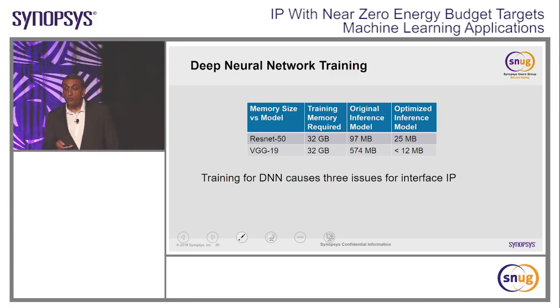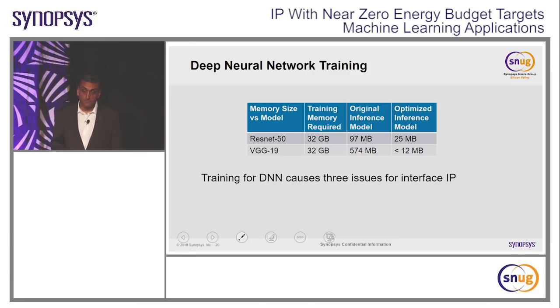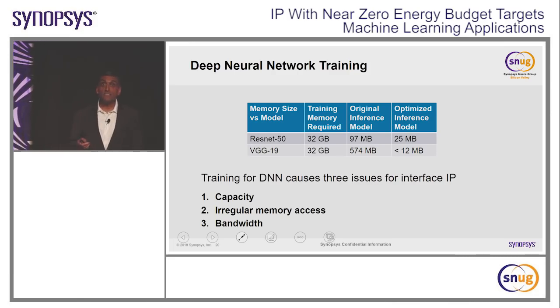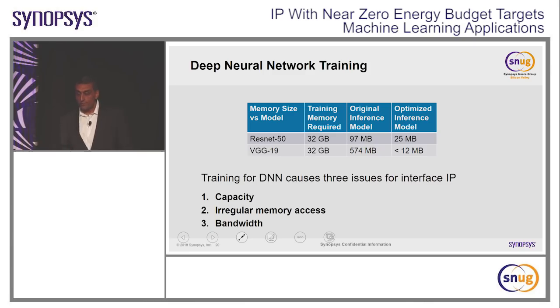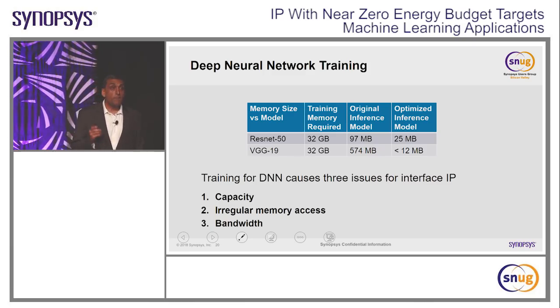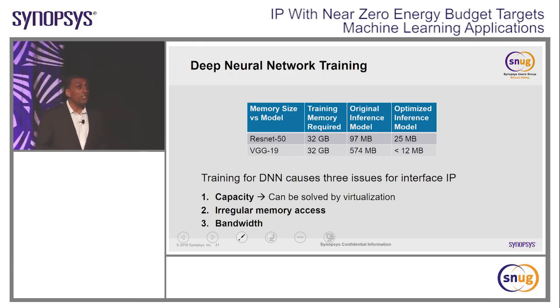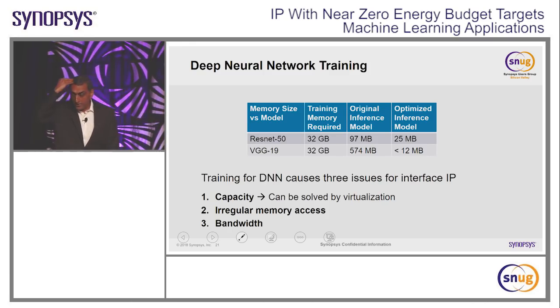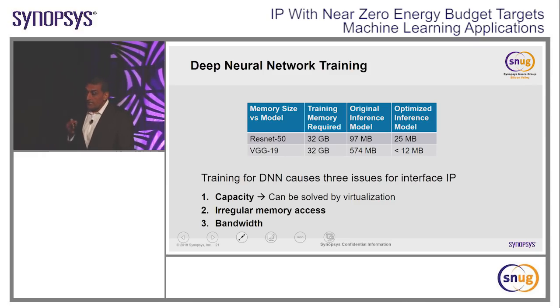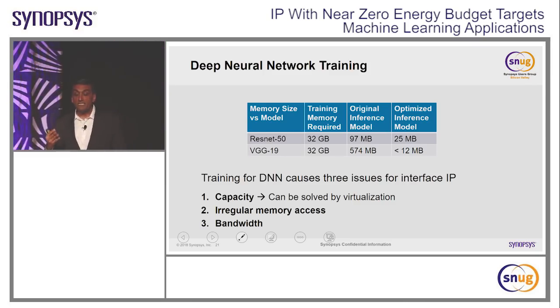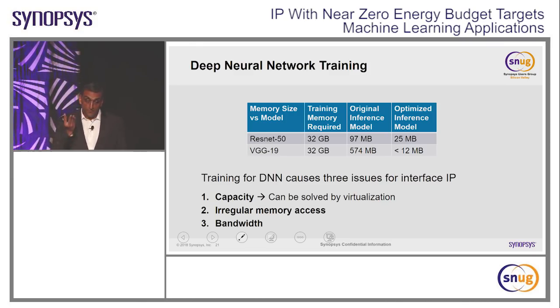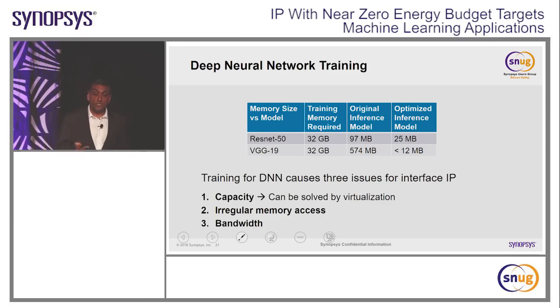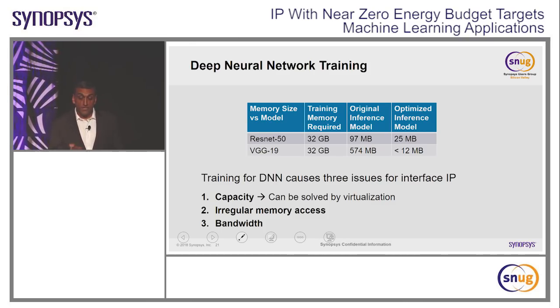So deep neural network training causes three issues for interface IP. Capacity, like we had the same issue with memories. Irregular memory access, and bandwidth. The capacity can be solved through virtualization techniques. Okay? So I'm not going to talk about virtualization. We've had a lot of discussions about virtualization in the past. But essentially, machines can be virtualized, and that handles some of the capacity challenges when you're implementing a very deep neural network and you're starting to optimize the amount of learning through inferences.